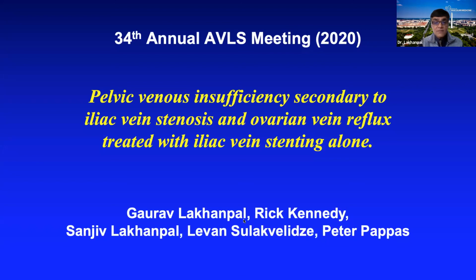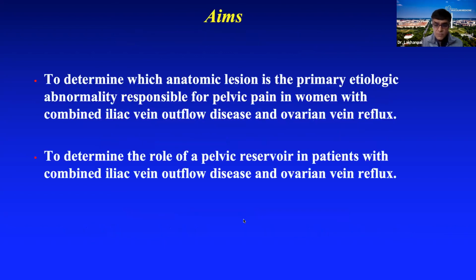And this gave us our second study, which is going to get published in the Journal of Vascular Surgery and was presented last year at the AVLS, titled Pelvic Venous Insufficiency Secondary to Iliac Vein Stenosis and Ovarian Vein Reflux, Treated with Iliac Vein Stenting Alone. This was a smaller study. We retrospectively looked at 38 patients who had both iliac vein outflow obstruction as well as ovarian vein reflux, demonstrated on IVUS and venogram. We only stented the outflow disease and followed up these patients.